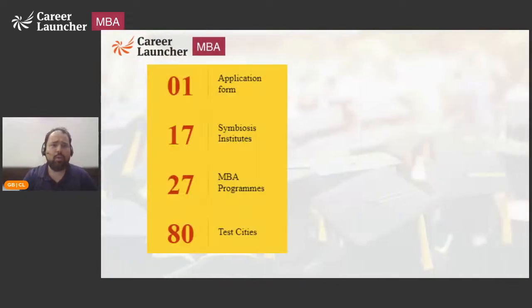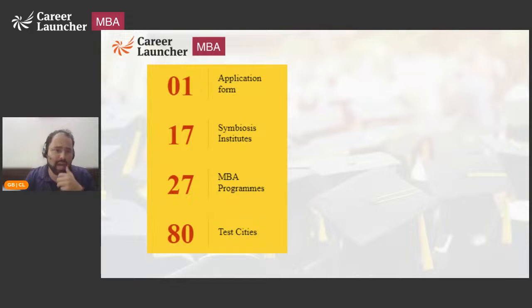Perfect. Let's officially kickstart. So let's see what all we have. First and foremost, there is one common application form for SNAP for Symbiosis. There are 17 institutes that you can apply to through that common application form. There are 27 different unique programs under those 17 institutes, and there are 80 cities where this exam is going to be conducted.